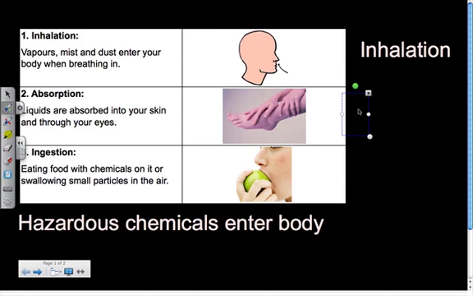The second way that chemicals might enter the body, and you see it to the left in the chart, is through absorption. There are 2 different ways that chemicals might be absorbed into your body. The first is through your skin. The second is through your eyes. Your eyes are quite a quick entry to your body. It's an easy entry, and that's why you wear goggles.